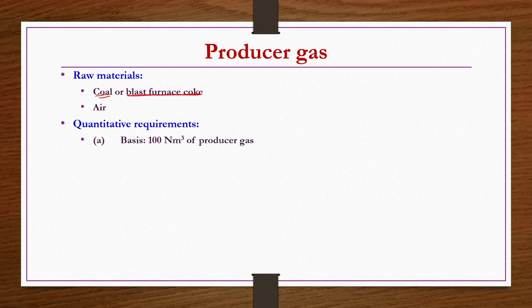So according to that, if you take a basis, what is this basis? The basis is the required quantity of the product, that often we take as a basis, right? Let us say if you wanted to produce 100 normal cubic meters of producer gas, then how much coal or coke is required, or how much air is required, in addition to that how much steam, etc., is required. Those things are nothing but the quantitative requirements of the process. These quantitative requirements we are going to have for almost all processes, and the basis is per kg or per ton of the chemical that you produce. Now here in this case, if you want to produce 100 normal cubic meters of producer gas, how much coal or coke is required in addition to the air and the steam, right?